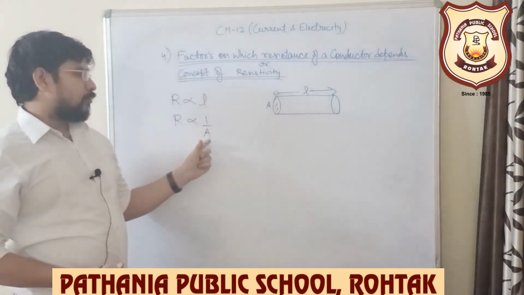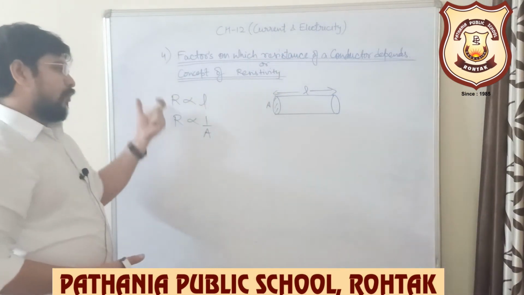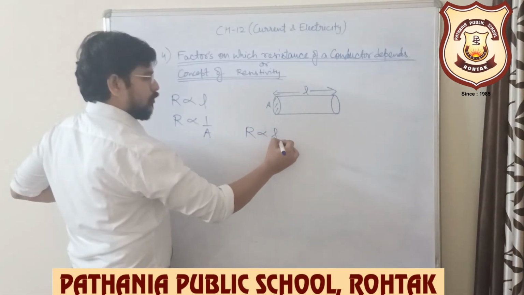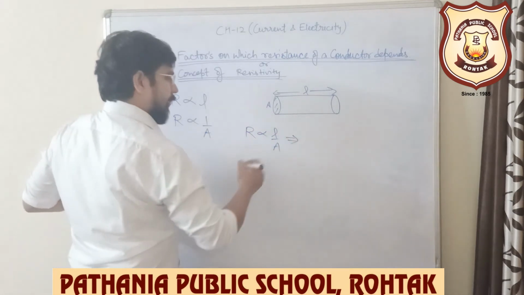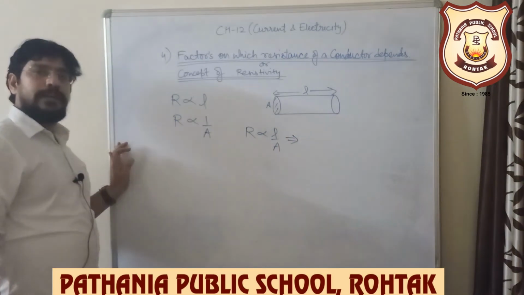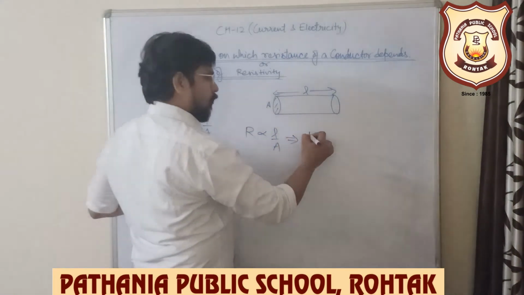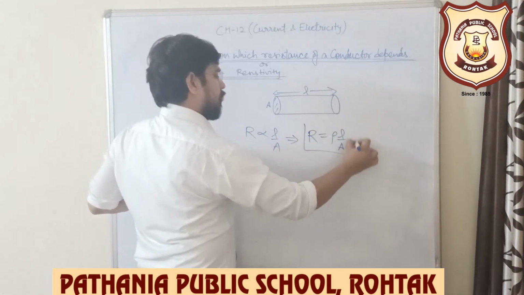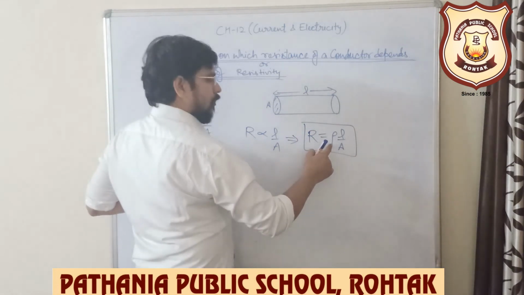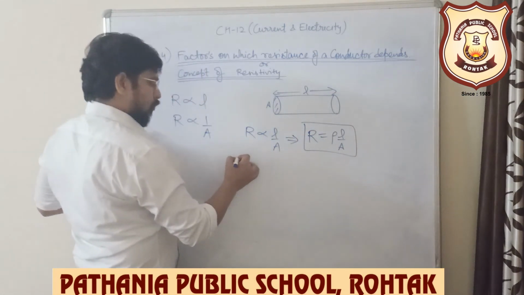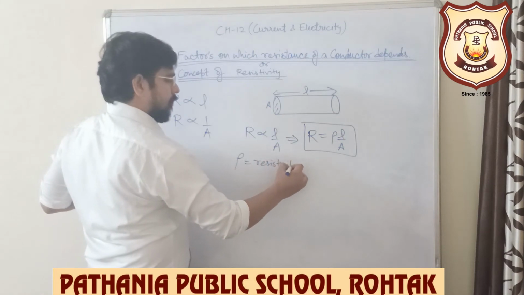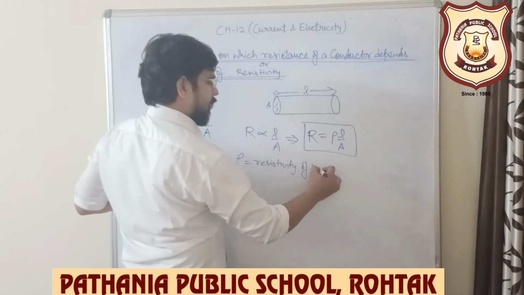जितना एरिया बड़ा होगा उतना रेजिस्टेंस कम हो जाएगा. इन दोनों इक्वेशंस को अगर हम कंबाइन करते हैं तो हमारे पास आता है R is directly proportional to L over A. और हमें पता है जब भी directly proportional sign remove होता है, there comes a constant. So here one constant will also come. R is equal to rho L over A. Here rho is the constant of proportionality and rho is known as resistivity of material.